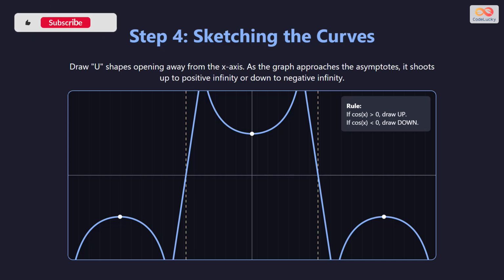Now we can sketch the curves. Starting from the shared peaks, we draw U-shaped curves that open upwards. Starting from the shared valleys, we draw curves that open downwards. Notice how the graph shoots up towards positive infinity or down towards negative infinity as it approaches the vertical asymptotes.